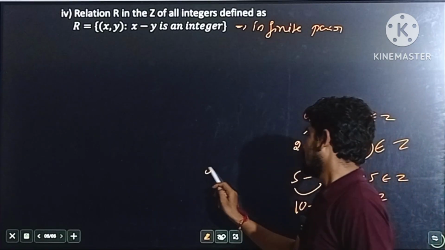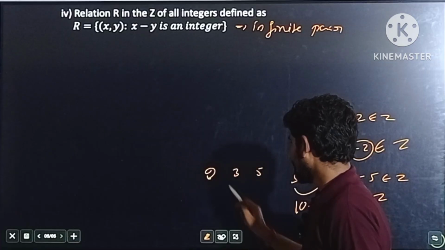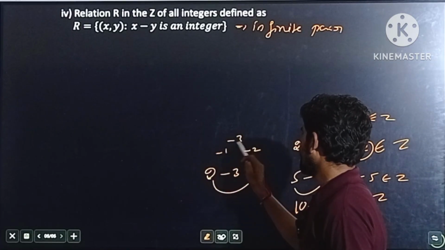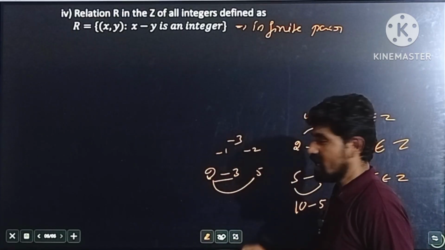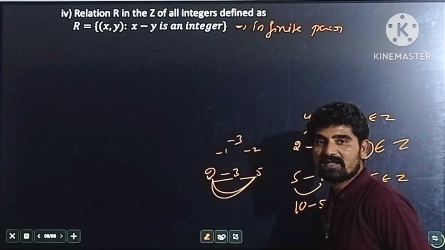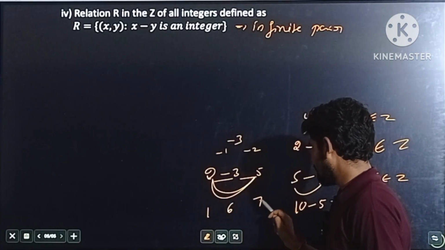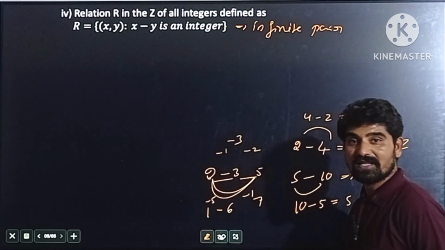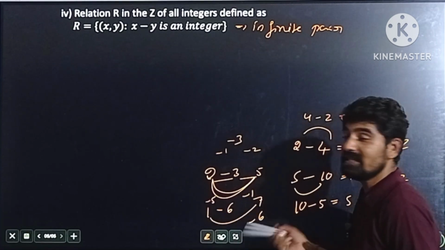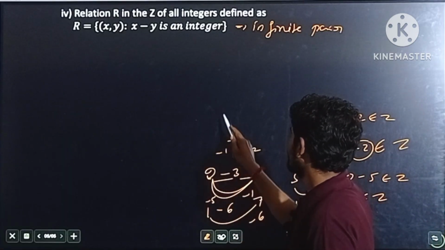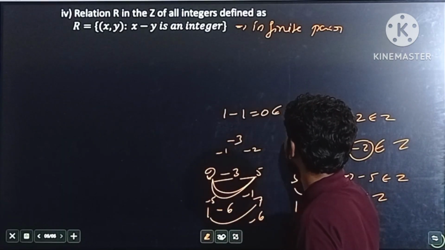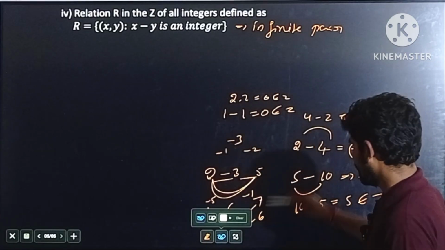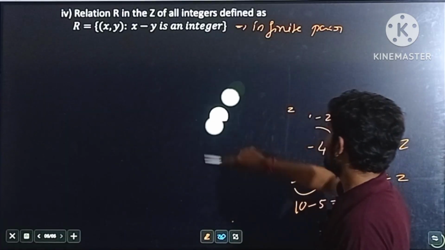Or consider 2, 3 and 5 in order. 2 minus 3 is minus 1, 3 minus 5 is minus 2, then 2 minus 5 is minus 3. So (2, 3) belongs to R, (3, 5) belongs to R, as well as (2, 5) belongs to R. You may consider 1, 6, 7. 1 minus 6 is minus 5, which is an integer. 6 minus 7 is minus 1, also an integer. And 1 minus 7 is minus 6, also an integer. And you may consider 1 and 1: 1 minus 1 is 0, and 0 is an integer. 2 minus 2 is 0, and 0 is an integer. So it means this relation is reflexive, symmetric as well as transitive.